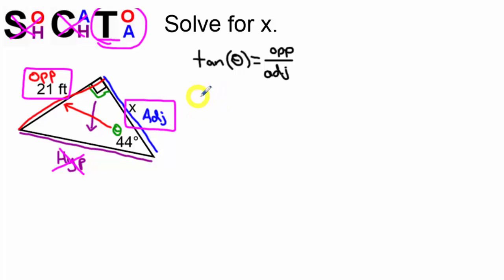So let's fill in the three measurements that we have. So I'm going to write the structure down, leave some blanks for our measurements. First measurement we need to fill in is theta, which in this case is 44 degrees.